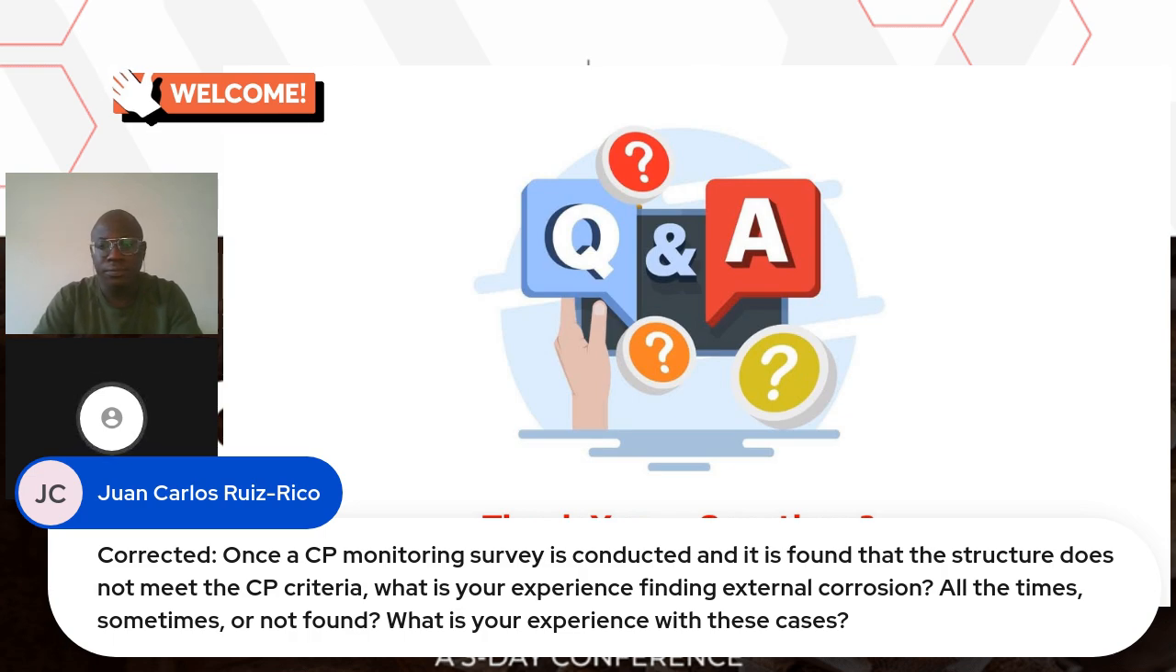You can monitor how much your TRE is sending to protect your pipeline, and you can do a lot of things. So from experience, like I said, minus 850 is a general criterion, but certain environments require different adjustments to that minus 850 requirement.